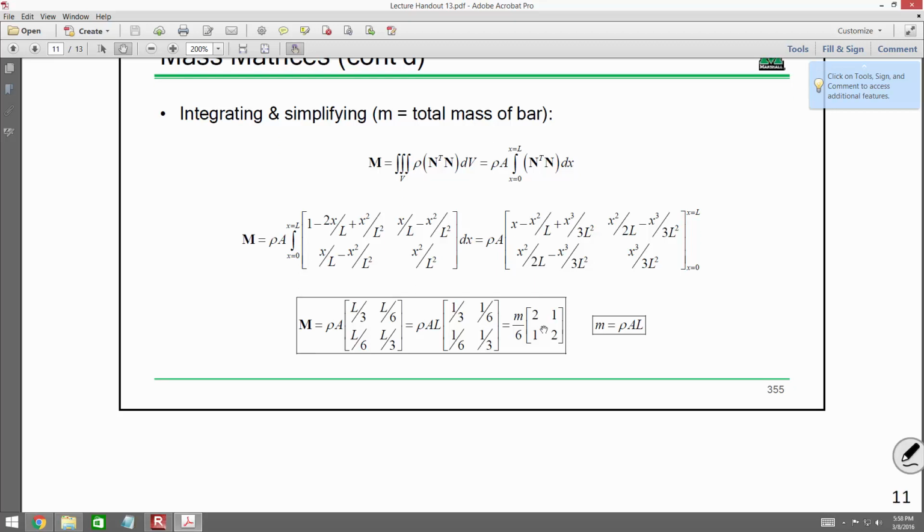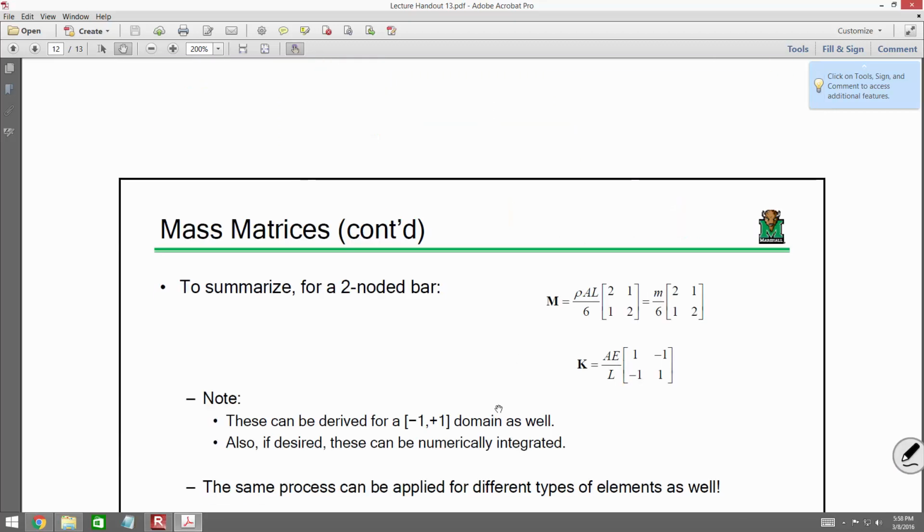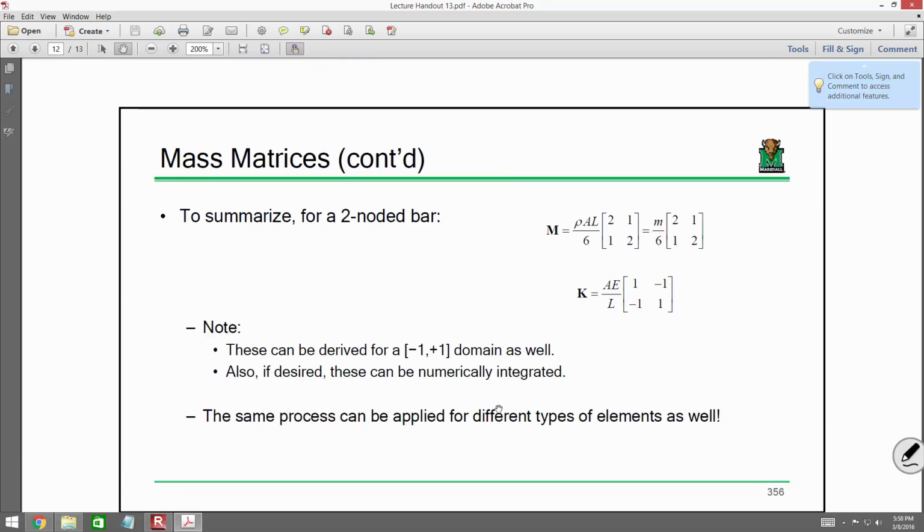So if we summarize that, for a two-noded bar, here's my mass matrix, here's my stiffness matrix. Done. Simple stuff, right? Now, conceptually, we can continue that out for a -1 to +1 domain, and we can numerically integrate it, and so on and so forth. We can also do the same thing for beams, quadrilaterals, three-dimensional elements, what have you.